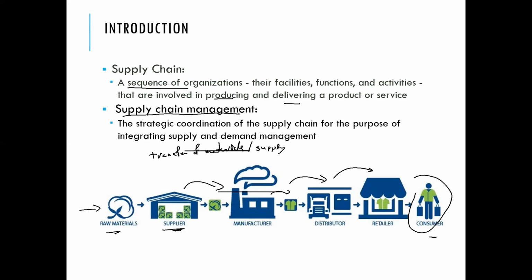Managing this flow of material through these series of organizations is what we call supply chain management, which is the strategic coordination of supply for the purpose of integrating supply and demand management. So for example, if you go to Target or Walmart and you're looking for a detergent or a toothpaste or a toothbrush or any other product, and you do not find that item on the shelf, it means that somewhere in this entire supply chain, the link broke. And that's why you as a consumer were not able to find the product in the retail store. That is in essence what we call a supply chain.